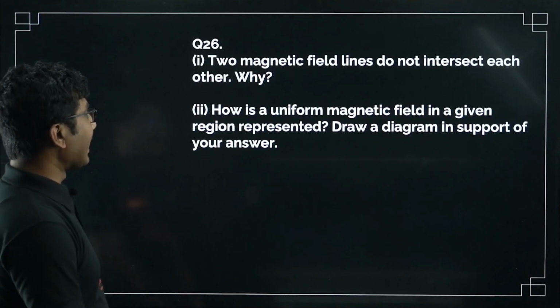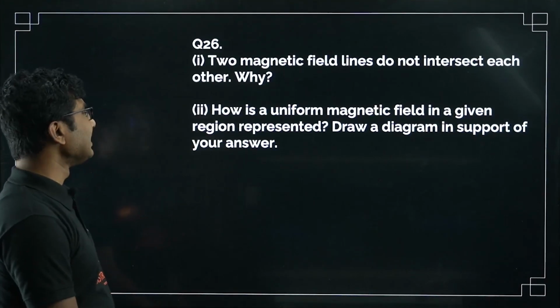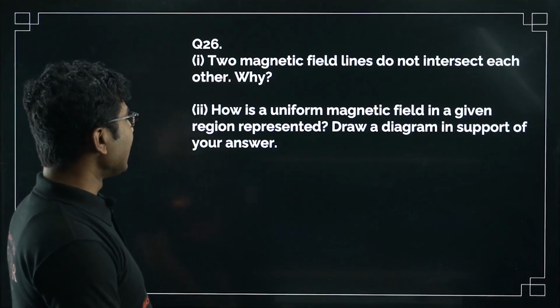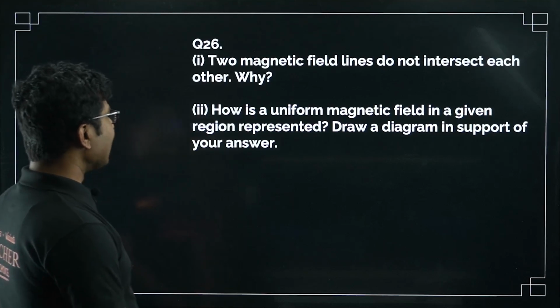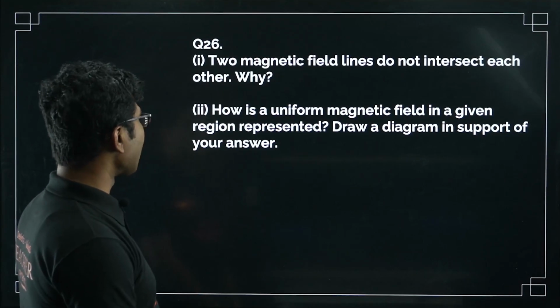Now, two magnetic field lines do not intersect each other. Why? Easy question. How is a uniform magnetic field in a given region represented? Draw the diagram in support of your answer.